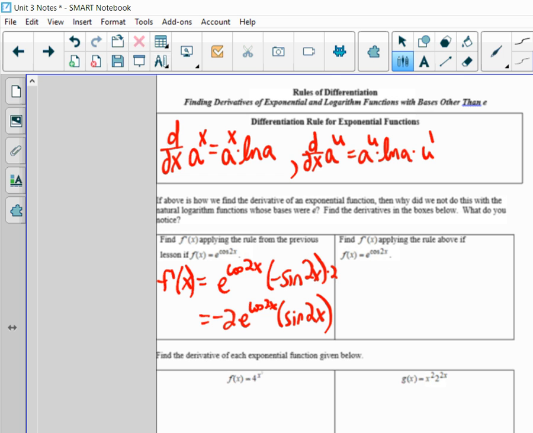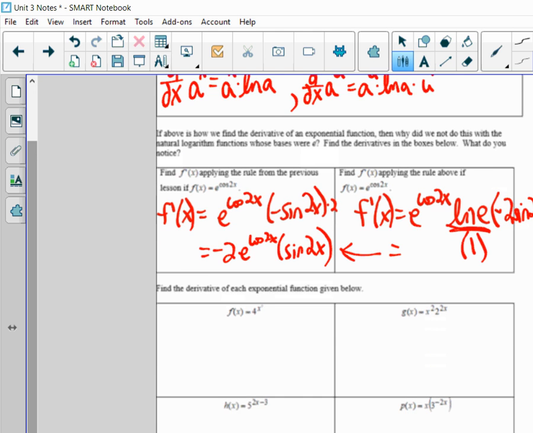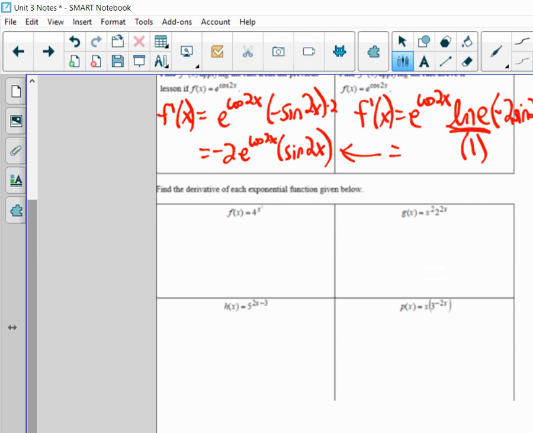What if we use the rule that we did up here? Well, I'm going to leave it as e to the cosine of 2x times the ln of the base, which is e, times the derivative of cosine of 2x, which is still going to be negative 2 sine of 2x. But remember what ln of e is. ln of e is 1, so that's why you get the same answer as over here. It's not necessary, which is why we don't do it. This is not a huge topic on the AP exam, so I'm not going to do every single one of these, but I do want to practice a few with you.